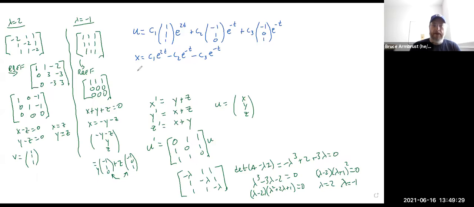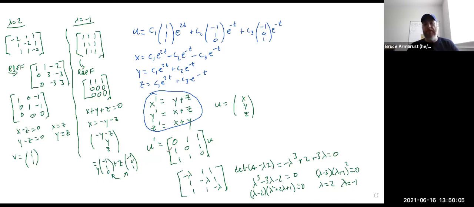Then the middle, y, that's going to equal c1 e to the 2t plus c2 e to the minus t, and then nothing from this guy. And then z is going to equal c1 e to the 2t plus c3 e to the minus t. So that's what these 3 functions would have to look like so that they satisfy the system down here.